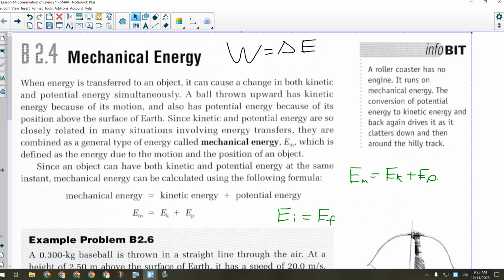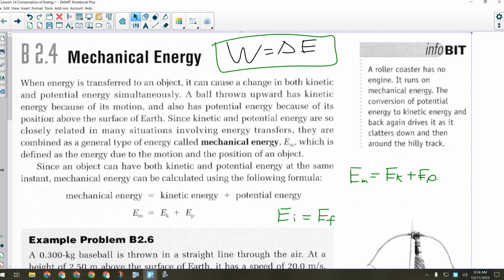Now, this is very different from this. In a work energy theorem question, we're making the energy change because we're adding energy to the system or we're taking it away. Doesn't mean we're destroying it or creating it. We're just taking it from somewhere else and bringing it to the system by exerting a force through a distance.